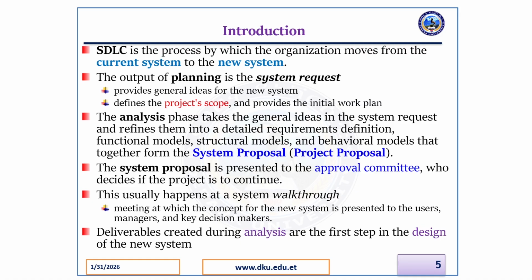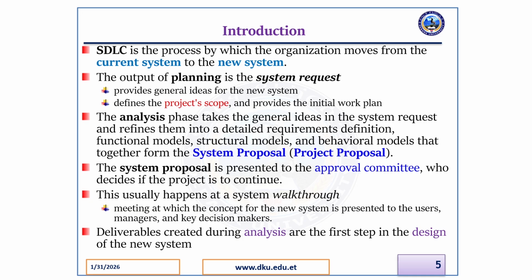So as you know, this course is system analysis and design. So let us try to define the system development life cycle, the abbreviated one as highlighted. Okay, so the system development life cycle is the process by which the organization moves from the current system to the new system. The output of planning is the system request.